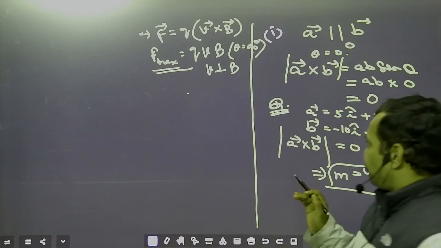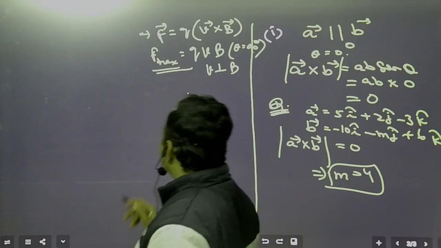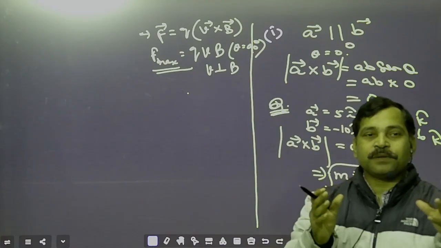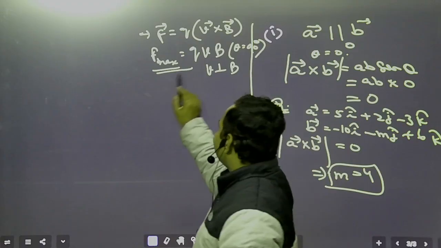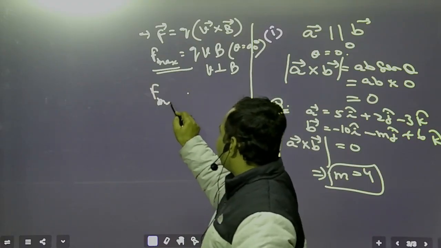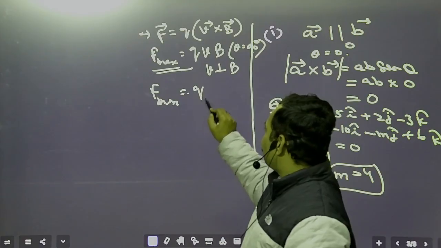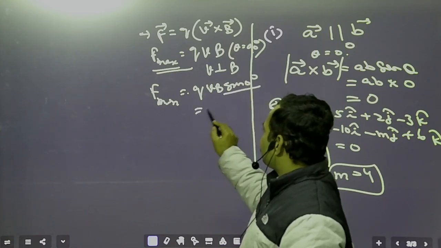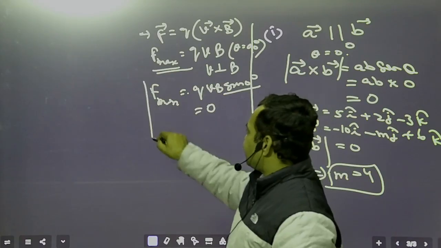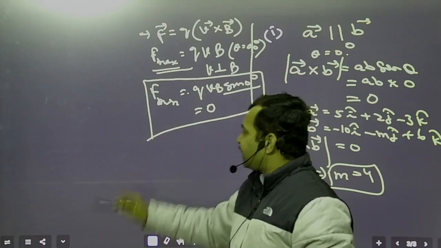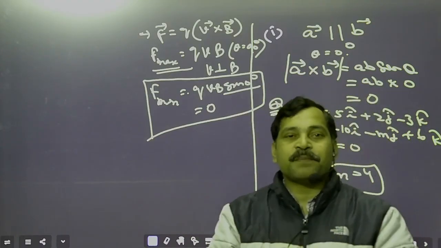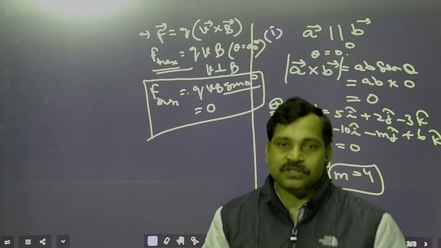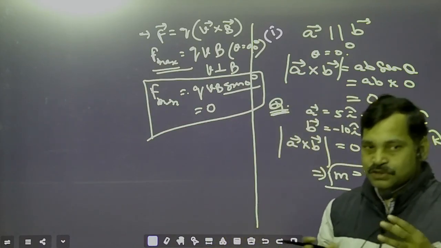Similarly, if the charged particle is moving parallel to the magnetic field, here we can find out F will be minimum because this will be Q V B sin 0 degrees. So sin 0 degrees is 0. So this force will be 0. So we can say if a charged particle is entering a magnetic field parallel to the direction of the magnetic field, then the force experienced by the charge is 0. So this is a very important question.